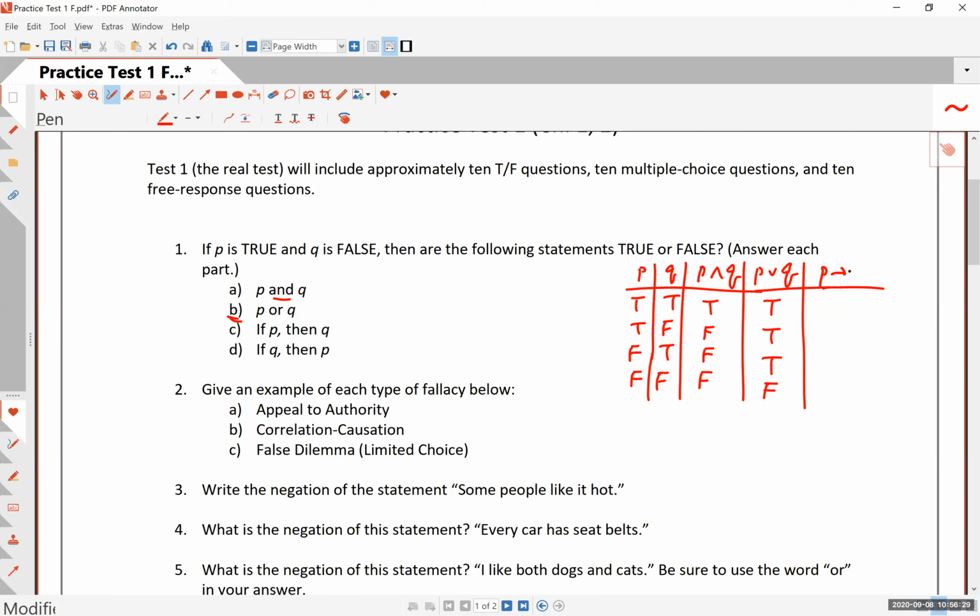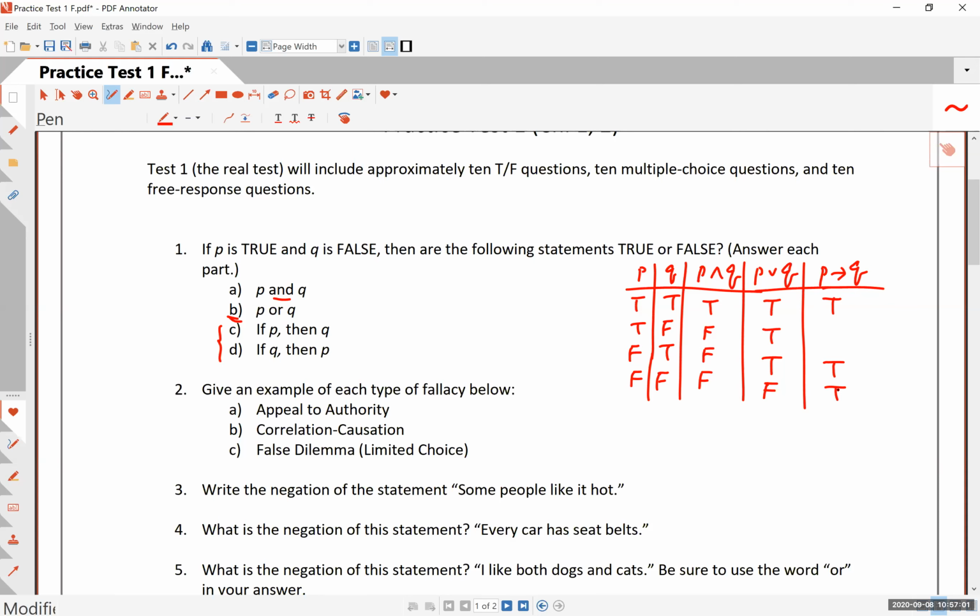Then this is a tricky one. The last two are tricky ones. If P, then Q, that conditional statement. Remember the question was, when would I be lying? If I say, if I live in California, I live in the United States, when is that statement a lie? If somebody lives in California and the US, that's still true. If somebody does not live in California but lives in the US, that's true. If somebody does not live in California and does not live in the US, that's okay, because there are people in foreign countries.